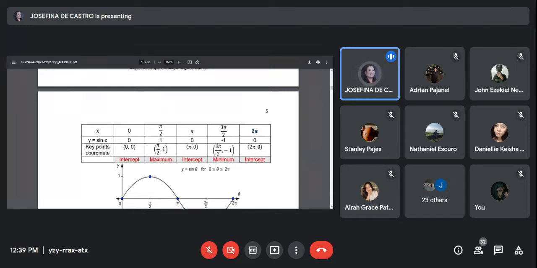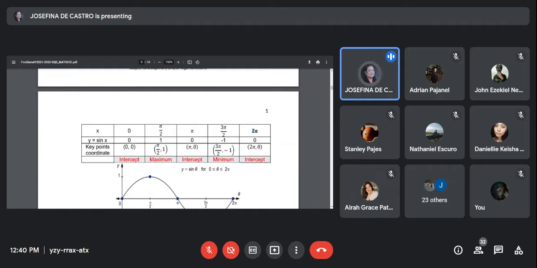You start from 0, 0 plus 90 degrees is pi over 2, 90 degrees. 90 degrees plus 90 degrees is 180 or pi. 180 plus 90 degrees is 270 degrees or 3 pi over 2. And then 3 pi over 2 plus 90 degrees is equal to 2 pi, 360 degrees. Okay? So these are the intervals. We only need 5, including the 0.